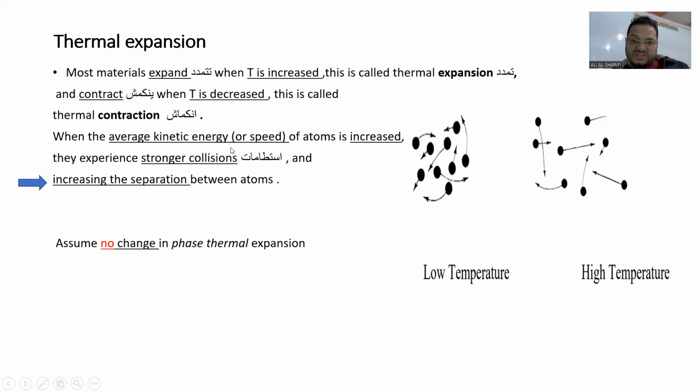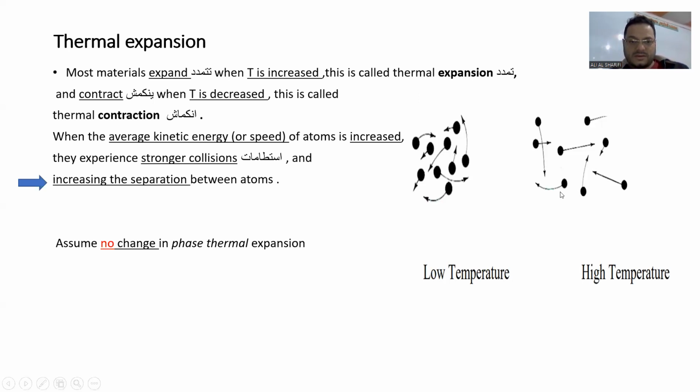When the average kinetic energy, or speed, what does speed mean? That's speed, that means we have kinetic energy. By increasing the speed, the kinetic energy is increased. When the kinetic energy of atoms is increased, they experience stronger collisions. When the kinetic energy is increased from this state, from this picture to this picture, what does that mean? That means the kinetic energy is increased. By that, what will happen? The collisions will be stronger, okay?